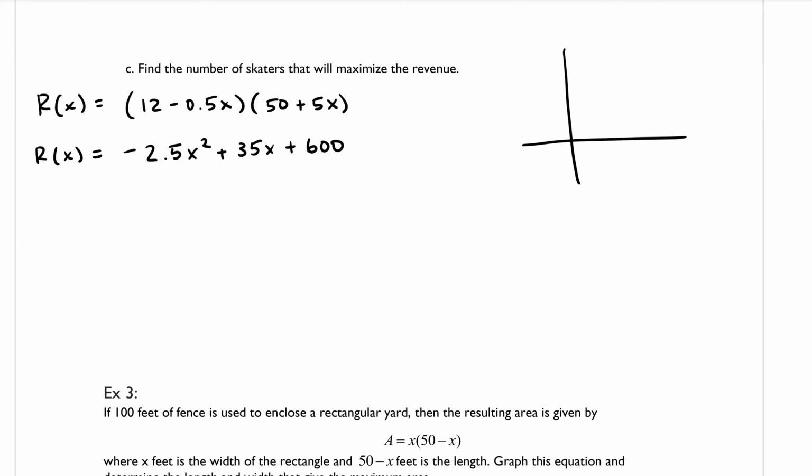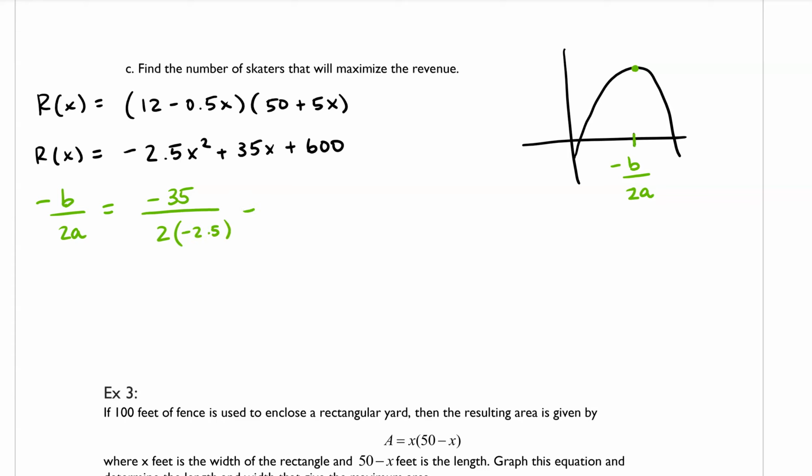Again, notice that our a value is negative, so if we were to graph our parabola, it would look like a frowny face. And we know that the x-coordinate of our vertex here is negative b over 2a. So let's figure out what that is. Our b value is 35, and our a value is negative 2.5. If we simplify, that would be negative 35 divided by negative 5, which equals 7. So our x value is equal to 7.